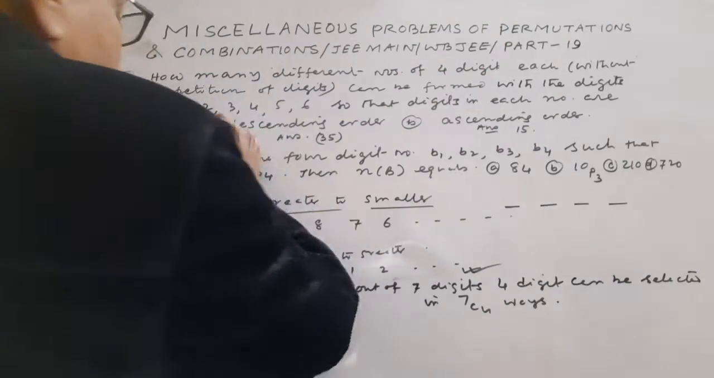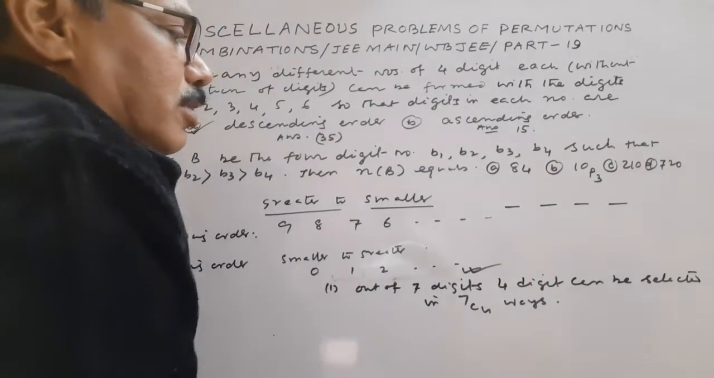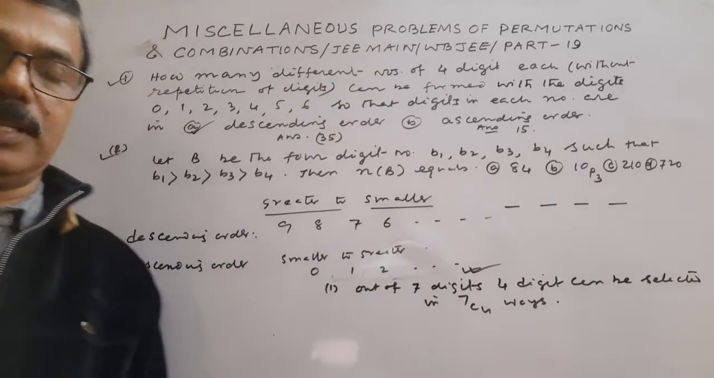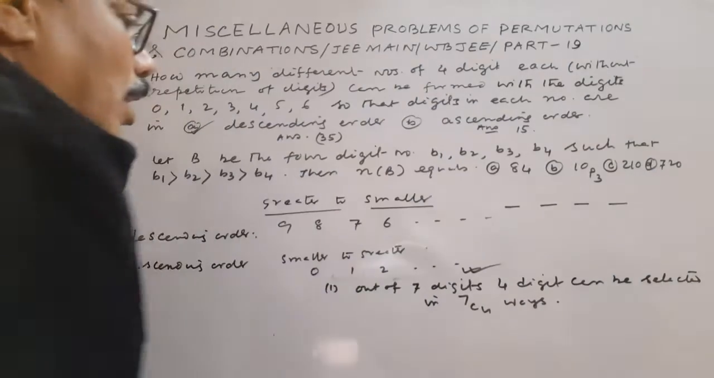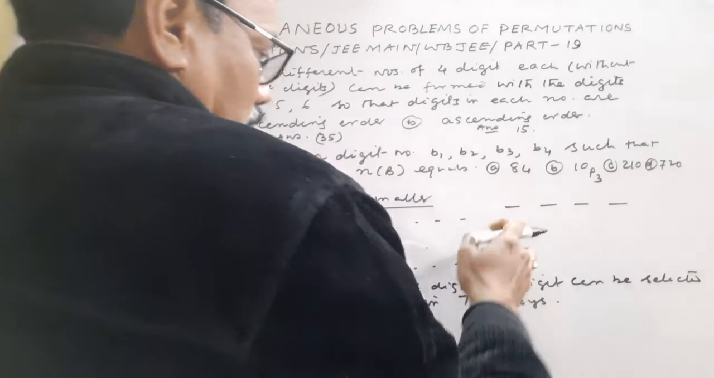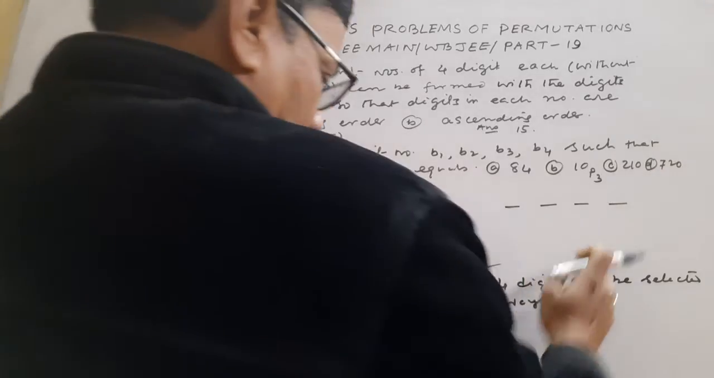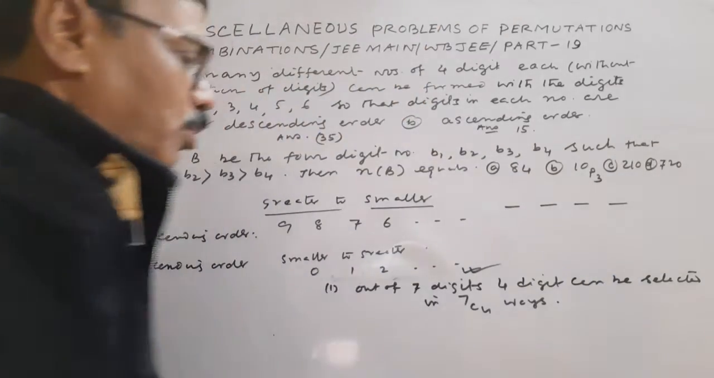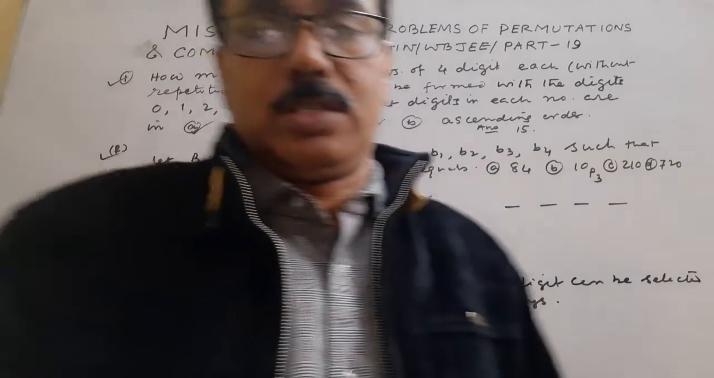Now this is in descending order, so you cannot take 0 at the beginning. Out of 7, you can select 4 in 7C4 ways. Then you have to arrange the numbers.